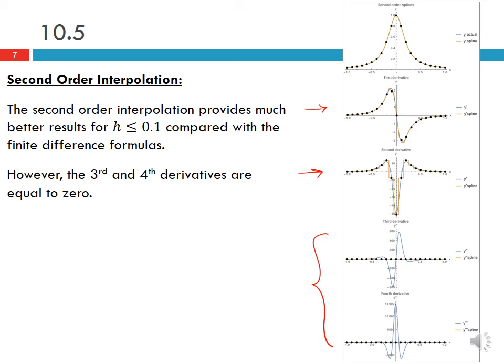And if you compare the results for the first and second order, in particular the second derivative, with the finite difference approximations from the previous section, you'll see that we get much better results using this interpolation function compared to the finite difference approximations.